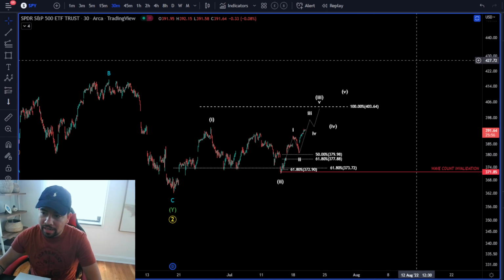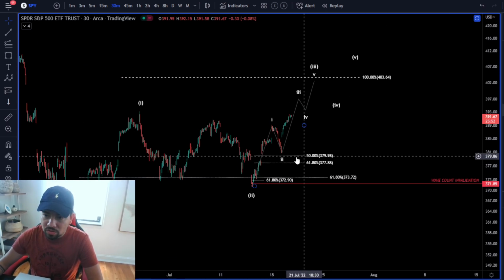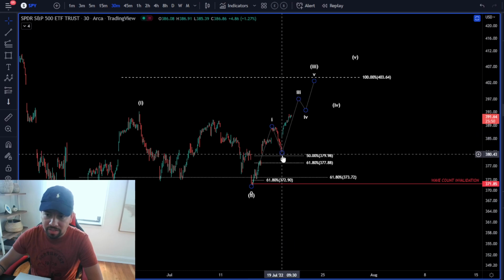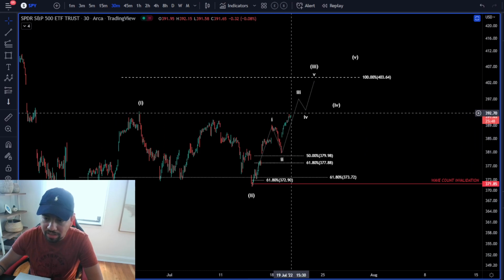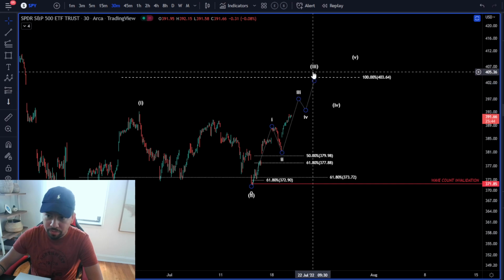Now here, guys, I want to zoom in because I want to touch base on this, right? We pulled back into the 50%, 61% vicinity, and then we're impulsively heading on higher. We gapped up, and now we're looking to see if the wave 3 of wave 3 completes.